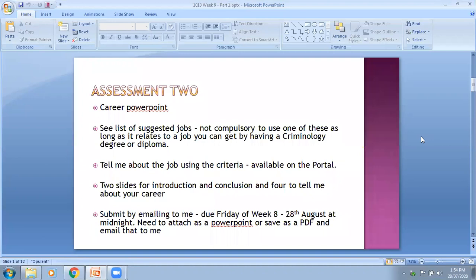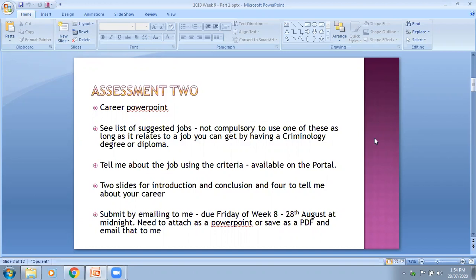Let's get going. All right, first of all, assessment 2 is your career PowerPoint. There's been a fair bit of information put onto previous weeks, so there's a suggested list of jobs there. It is not compulsory for you to use one of these as long as it relates to a job you can get by having a criminology degree or diploma. So tell me about the job using the criteria, which is also available on the portal. You can have 2 slides, one for your introduction and one for your conclusion, and then 4 in the middle to tell me about your career.